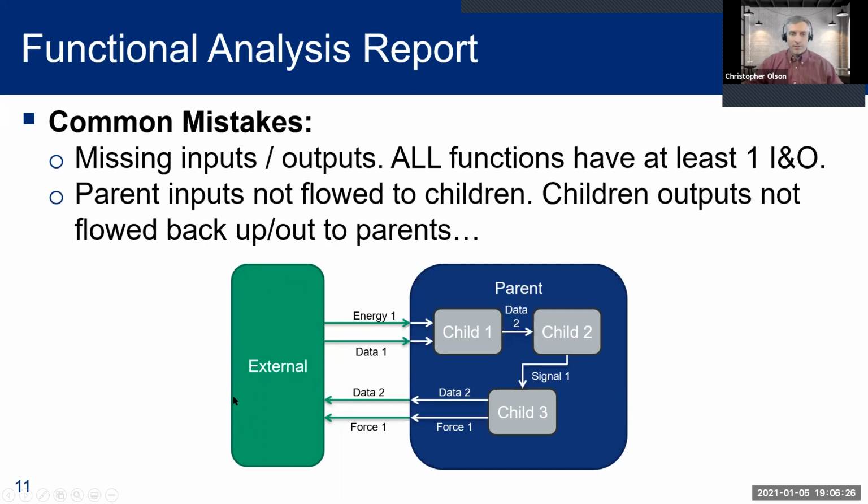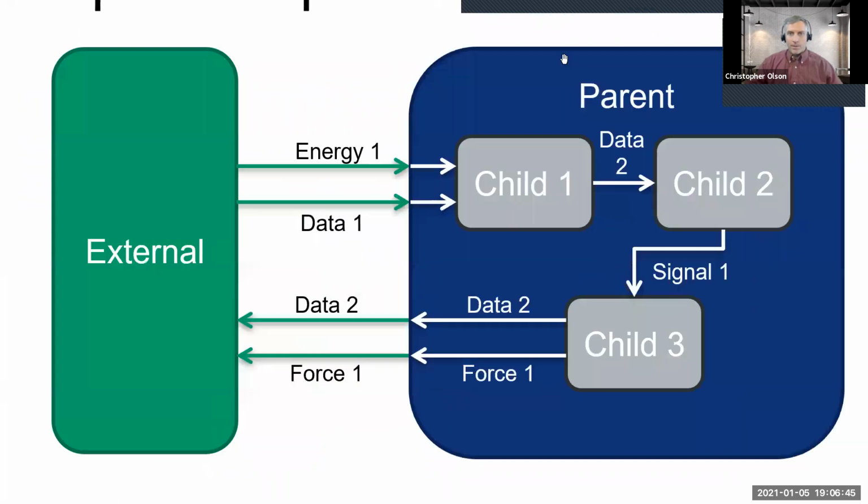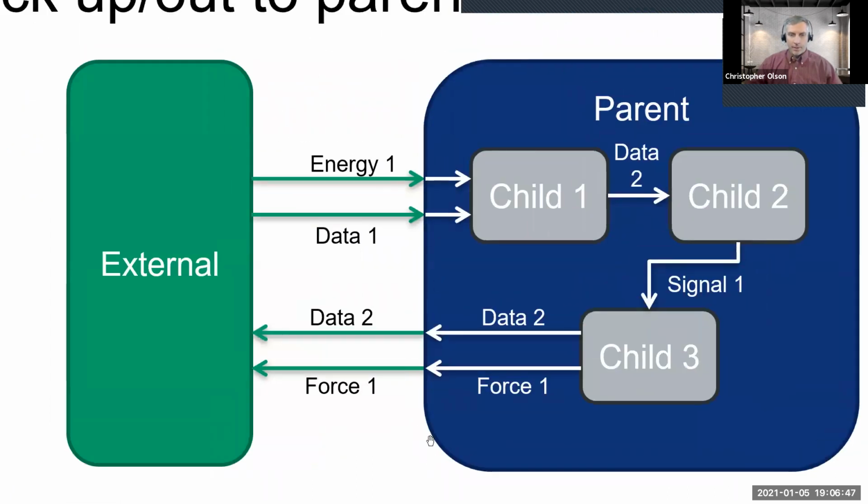You might start with an external function in green here and have a parent function shown in blue here. And then your job is to decompose this into the children functions. The starting point is the boundary of this function. Let me see if I can zoom. Yeah, I can zoom in. So this black boundary, I should have made it white, but that's all right. The black boundary around this parent function is where things start.